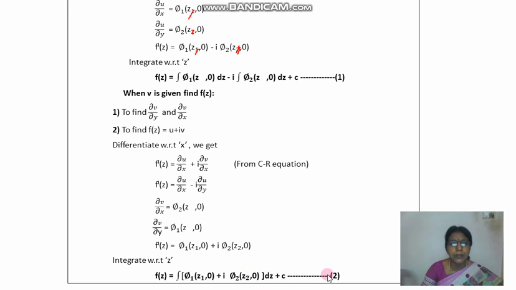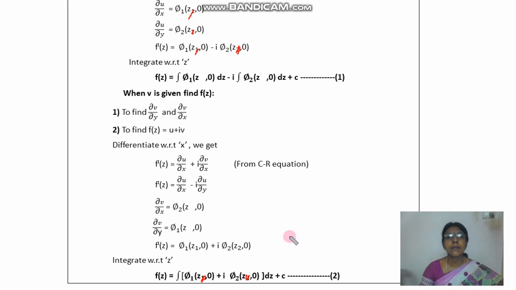Equation 2 indicates the formula for f of z when v is given. What is the formula here? F of z is equal to pi 1 z0, not 1 2, just only it is 1 0. Pi 1, not 1, it is just z0 and this is also z0.